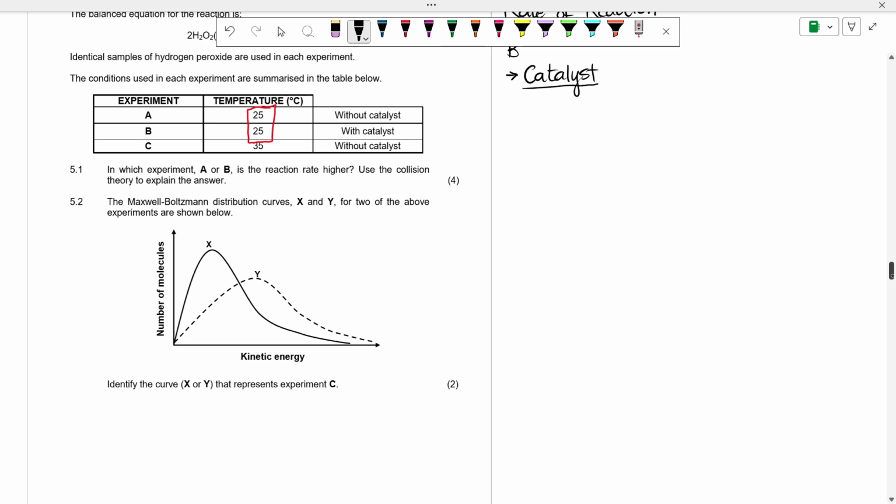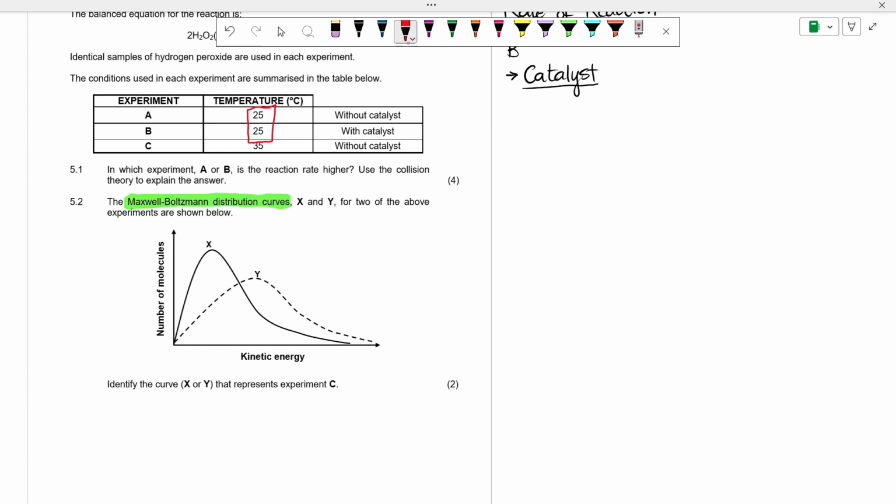Okay, let's look at 5.2, the Maxwell-Boltzmann distribution curves. You have to remember those as well. Not a lot of work on those. Also, they are included in that PDF with a summary. You just need to understand three Maxwell-Boltzmann distribution curves. So in this case, we're given x and y for two of the above experiments. So x can represent A, B, or C. Y can also represent A, B, or C.